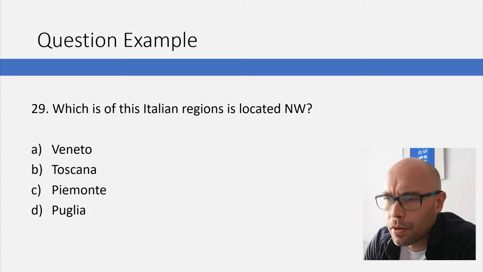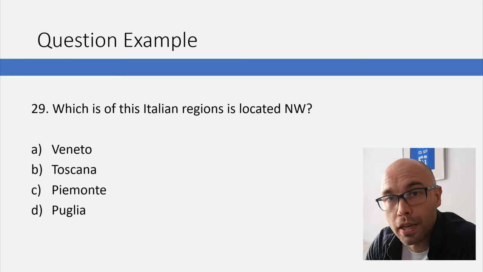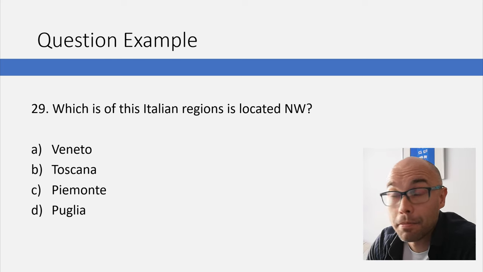Which of these Italian regions is located in the northwest part of Italy? Veneto, Toscana, Piemonte, Puglia. The correct answer is Piemonte.